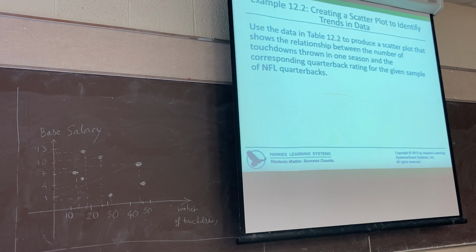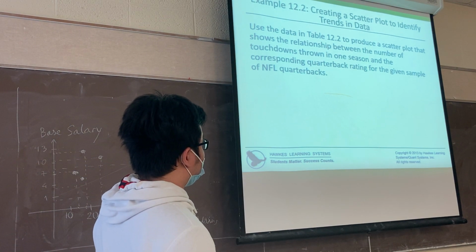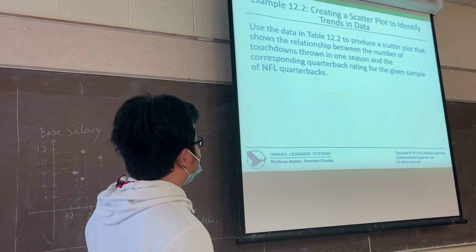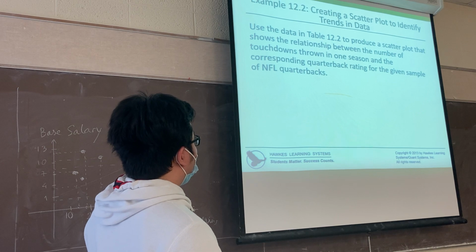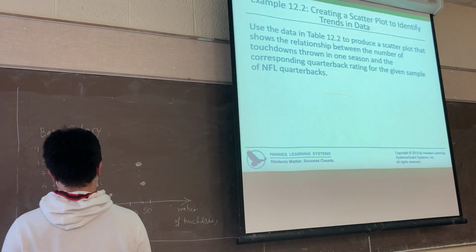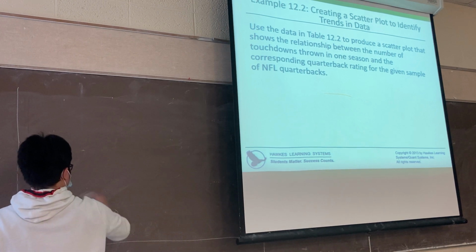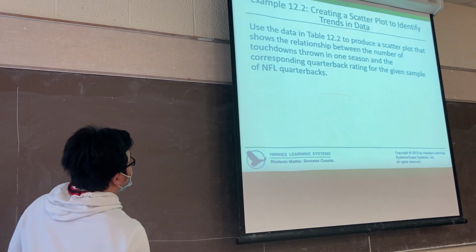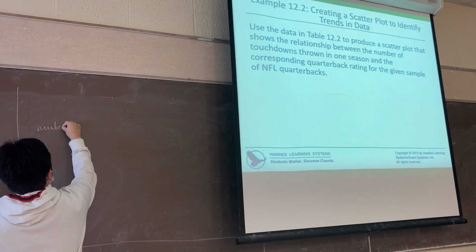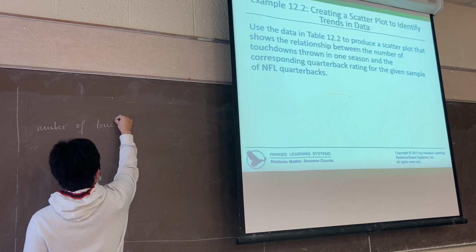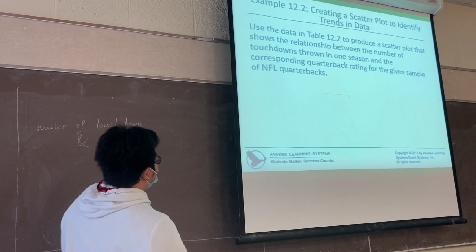So Example 2 here is: use the data in Table 12.2 to produce a scatter plot that shows the relationship between the number of touchdowns in one season and the corresponding quarterback rating. Now we don't care about this, we will move on to another variable. It's the number of touchdowns, right? And this one here is the quarterback rating.